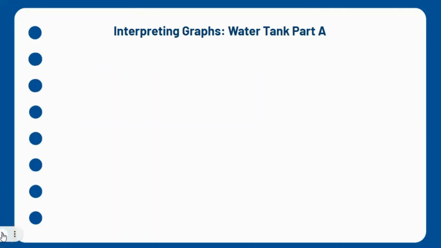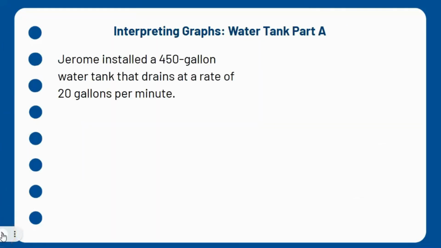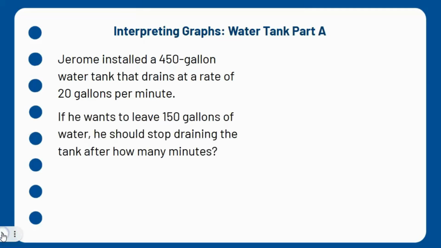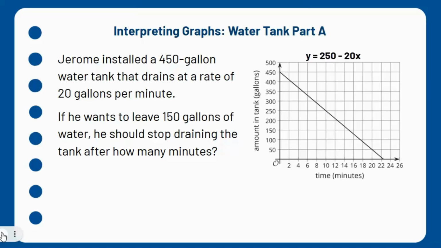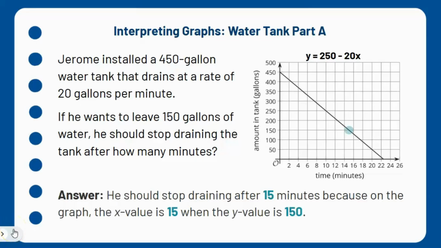Let's think about a water tank. Jerome installed a 450-gallon water tank that drains at a rate of 20 gallons per minute. If he wants to leave 150 gallons of water in the tank, he should stop draining the tank after how many minutes? How can we use the graph of y = 450 - 20x, which is shown in the graph, to answer this question? He should stop draining after 15 minutes because the x value is 15 and the y value is 150.